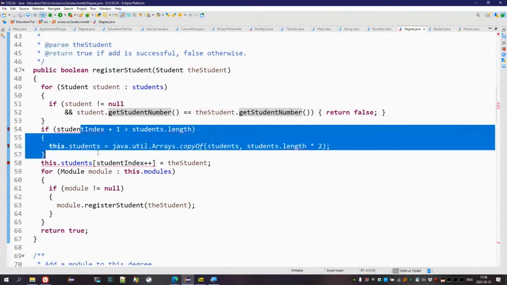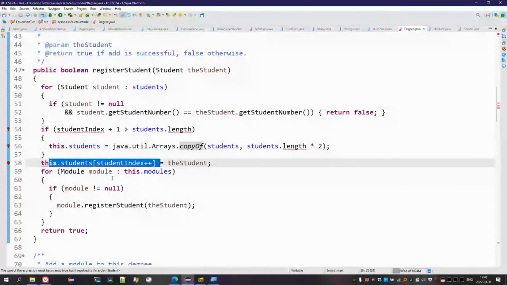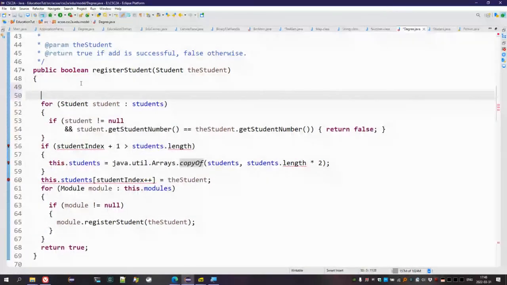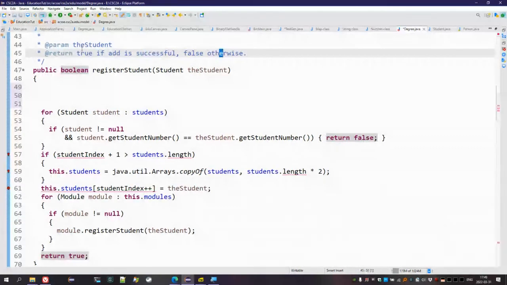Same thing goes if we go out of our size. If the length of our array is too small, we have to resize our array and then put all the elements back in. You can see we create a copy that's twice the length. And then finally, we could put that new student at the correct index, which we had to keep track of manually as well. So obviously, we can't do any of this anymore because we're now using an array list. But array list gives us some functionality that will assist us. We are returning a Boolean, true if we're successful, or false if we're not successful.